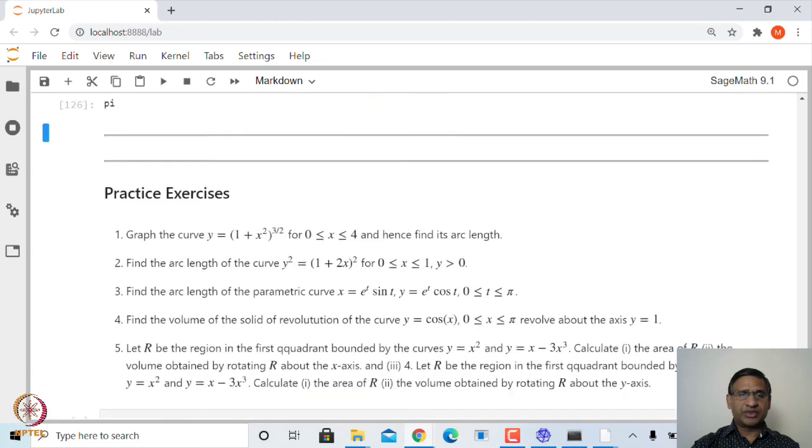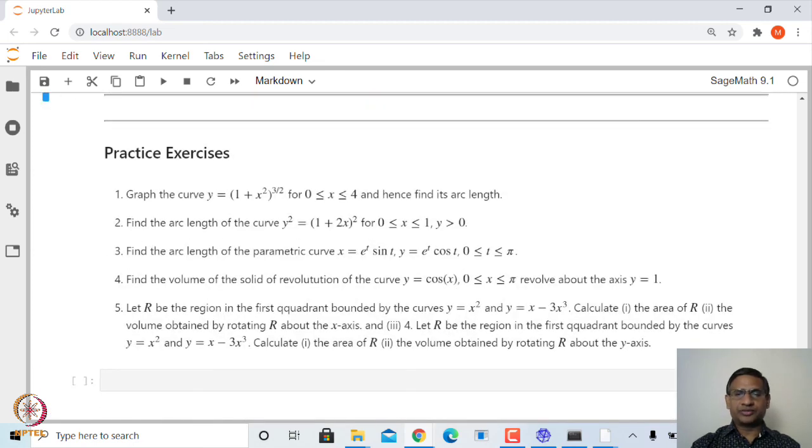Okay. So, let me leave you with some exercises. The first one is to graph the curve y is equal to (1 plus x square) to the power 3 by 2 between 0 and 4 and find its arc length. The second problem is again to find the arc length of a function defined implicitly, y square is equal to (1 plus 2x) the whole square, with x between 0 and 1, y positive. The third one is to find the arc length of the curve defined by the parametric curve x is equal to e to the power sin t, y is equal to e to the power cos t, t varying between 0 and pi.